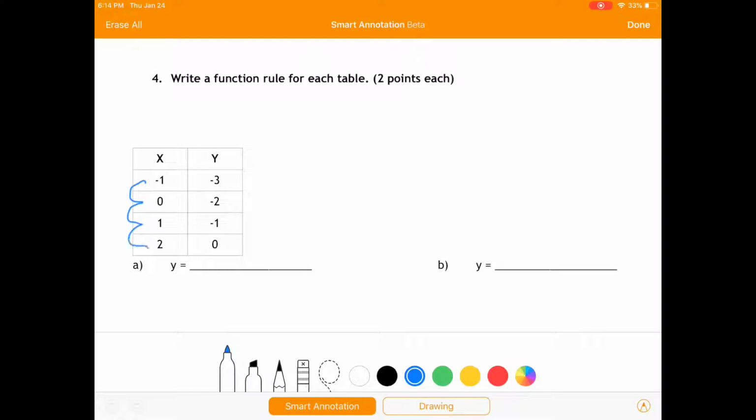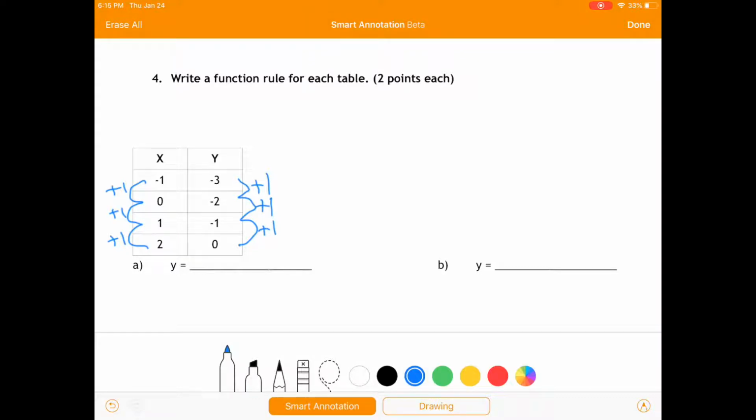What are our x values counting by? They are counting by 1. So they're plus 1, plus 1, plus 1. So we're not going to have to do anything crazy to the function for it to fit. Now, what are the y's counting by? They're counting up by 1 as well. They're adding 1 in between each time.